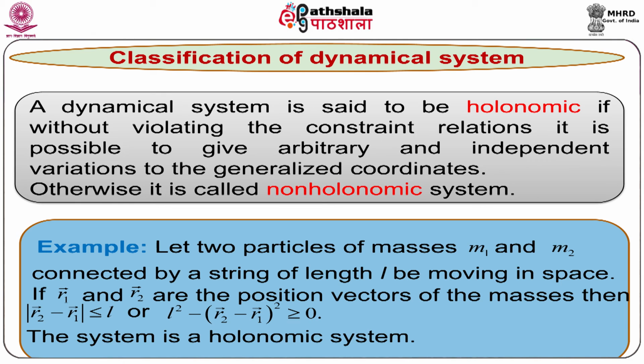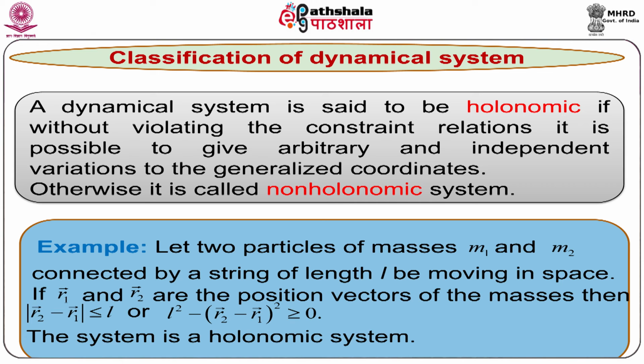Now I come to the classification of dynamical systems. A dynamical system is said to be holonomic if, without violating the constraint relation, it is possible to give arbitrary and independent variations to the generalized coordinates. Otherwise, it is known as a non-holonomic dynamical system. More specifically, a system is said to be holonomic if it contains only holonomic constraints. On the other hand, if there is any non-holonomic constraint, then the system is called non-holonomic.